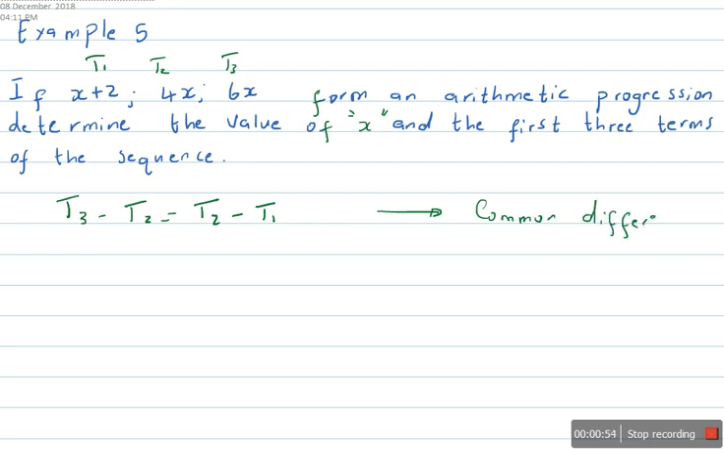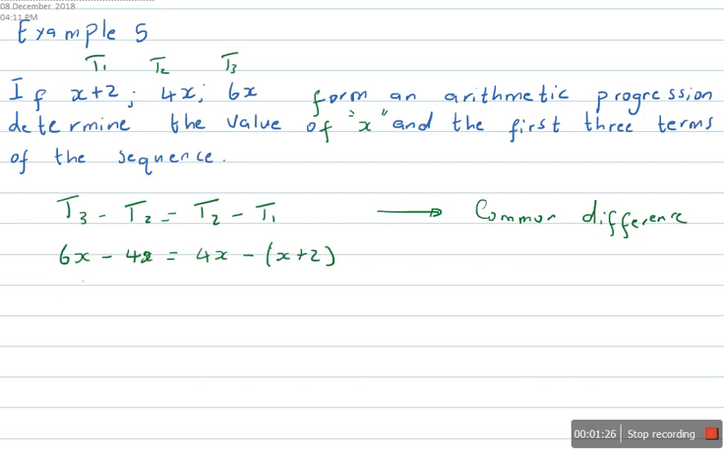So t3 in this case, it's just 6x minus t2, which is just 4x, is equal to t2, which is 4x, minus t1. t1 is x plus 2. It's very much important to ufake ama-brackets kanje, because uma wayikhohlwa kuzokwenzeka inkinga. So kubalulekile ukuthi ufake ama-brackets.